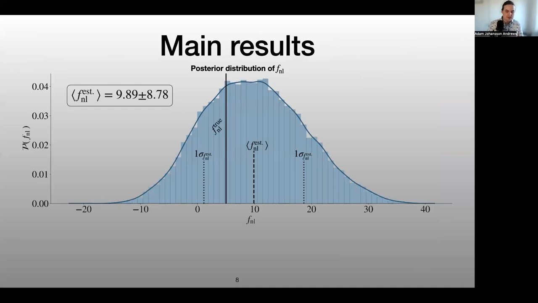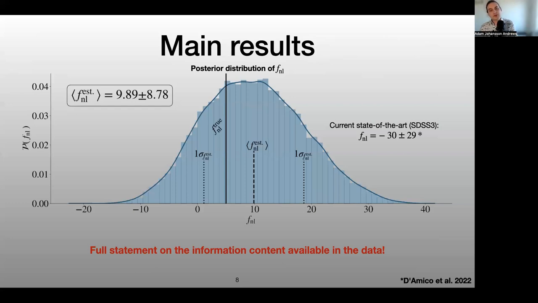And just to reiterate, this distribution constitutes a full statement on the information content available in the data, since we're able to fit the cosmic field at a voxel by voxel level, and with model parameters as well. Compared to other measurements on the SDSS3, other researchers have been able to find ±29 on a similar data set. So the next steps for us really are to improve the algorithm even more.